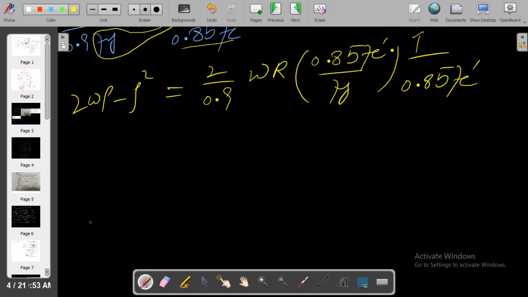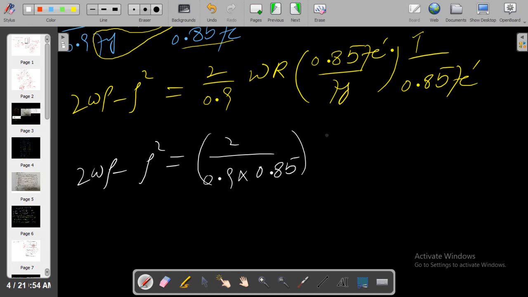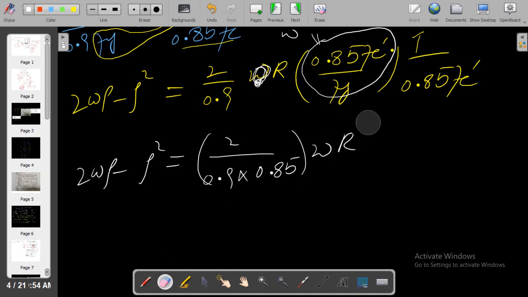So further, what we have next, from this we can write this in a more simplified form. This is 2 divided by 0.9 times this 0.85, right, omega r square, because we know this value is equal to omega. So here we replace this factor by omega, and that omega will be multiplied with this value, so omega times omega equals omega square. This is omega square, not omega r square, right? Omega square times r divided by fc prime, this 0.85 is shifted here.